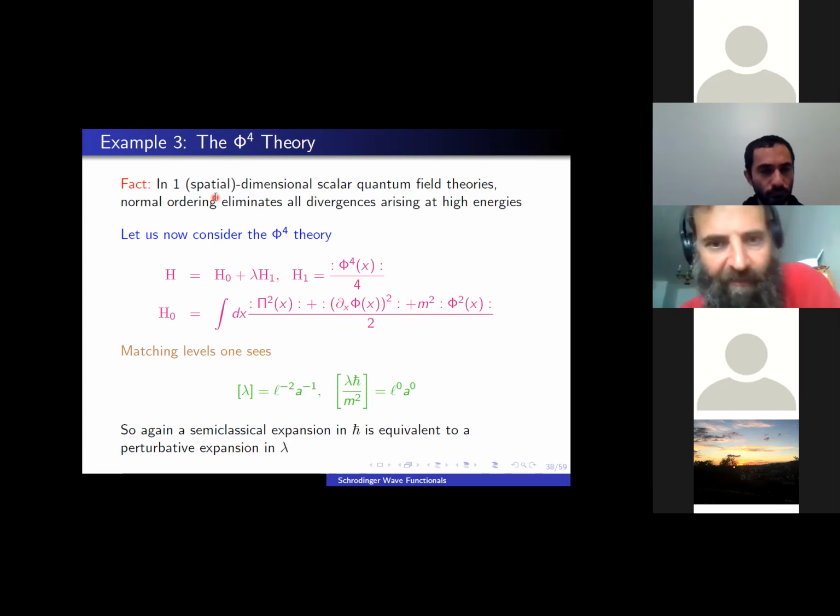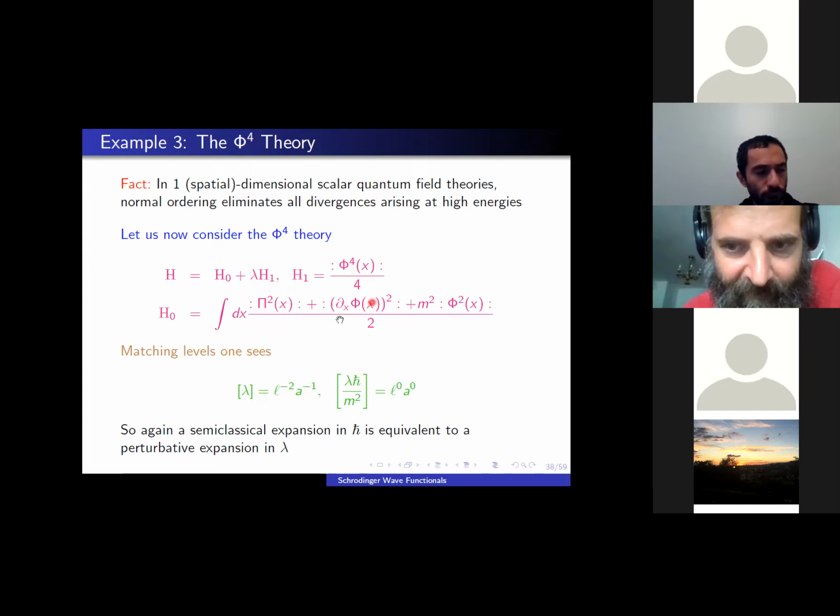Okay, so example 3. So we put on the phi to the 4th term, just like we did before. Now, in quantum field theory, there are lots of divergences, but the nice thing about working in 1+1 dimensions is that this normal ordering, which we defined as putting all A daggers on the left, actually gets rid of all your divergences in 1+1 dimensional scalar theories. So we're going to normal order everything and not think anymore about these short distance divergences.